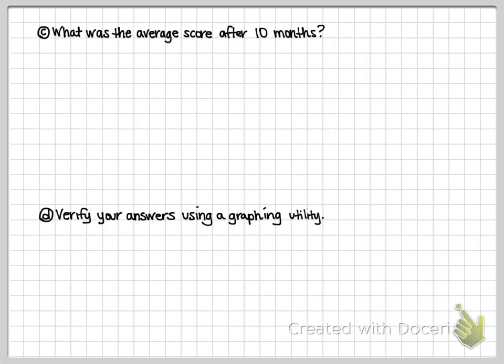Okay, on our next slide we have two more parts. Let's go ahead and fill these in. Average score after 10 months. Do the exact same thing, just plug in 10 this time. Previously we've plugged in 0, we've plugged in 4, now we're just going to plug in 10, and follow the exact same steps. Type it in your calculator. It looks like 78.9586.